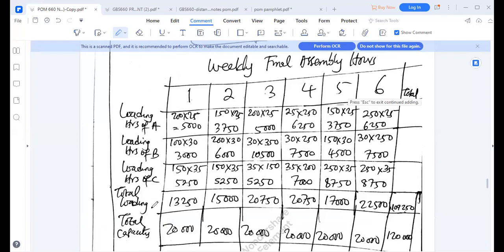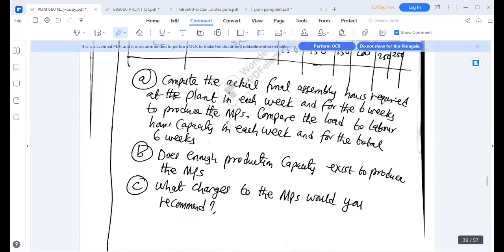So our total loading is 109,250 hours. Then the capacity is 120,000 hours. And what's the question about? You compute the actual final assembly hours required at the plant in each week and for the total 6 weeks to produce the MPS, and then compare the load to the labor hours capacity in each week and for the total 6 weeks.